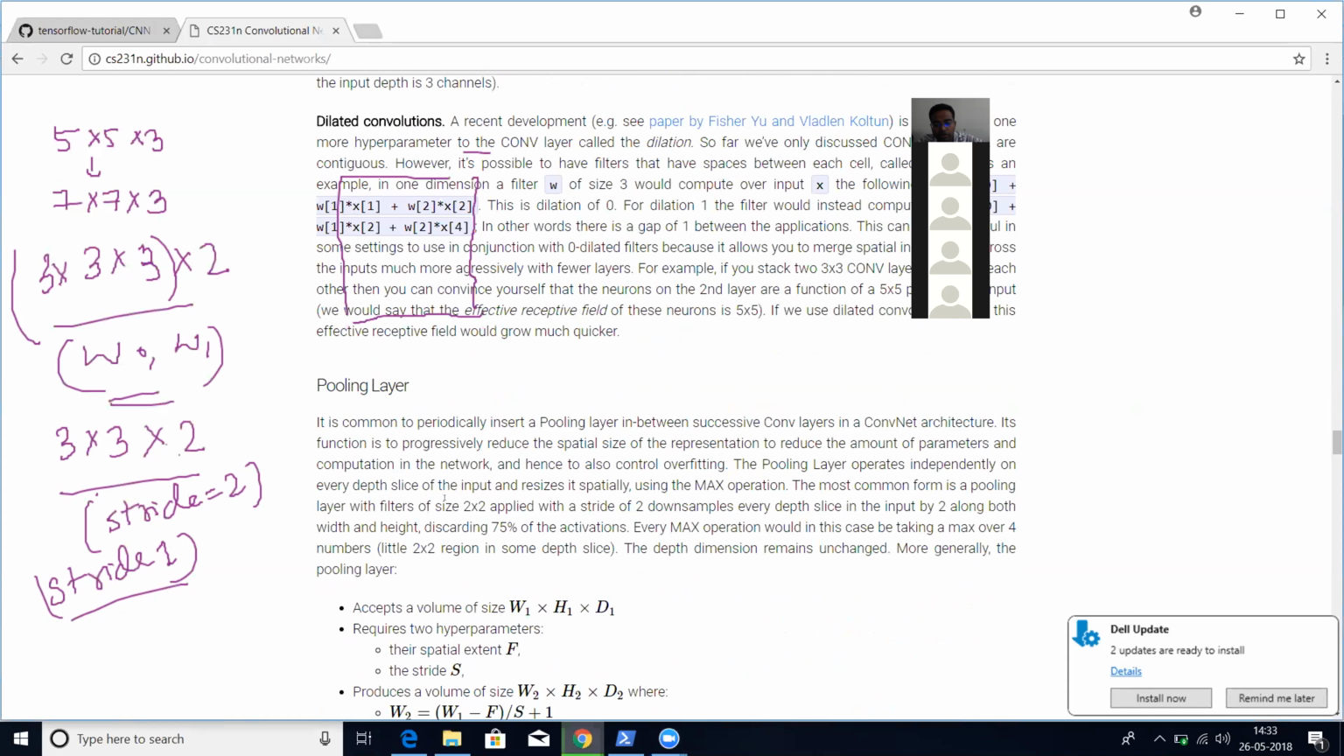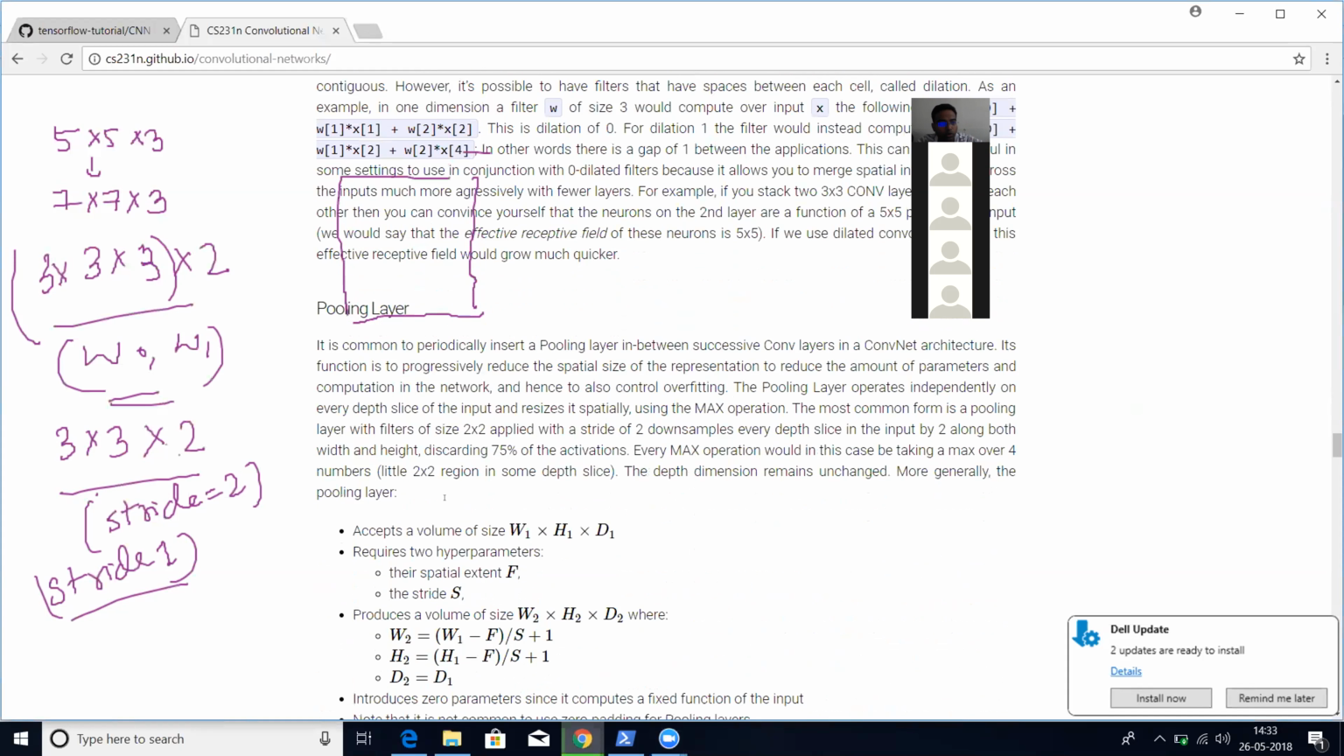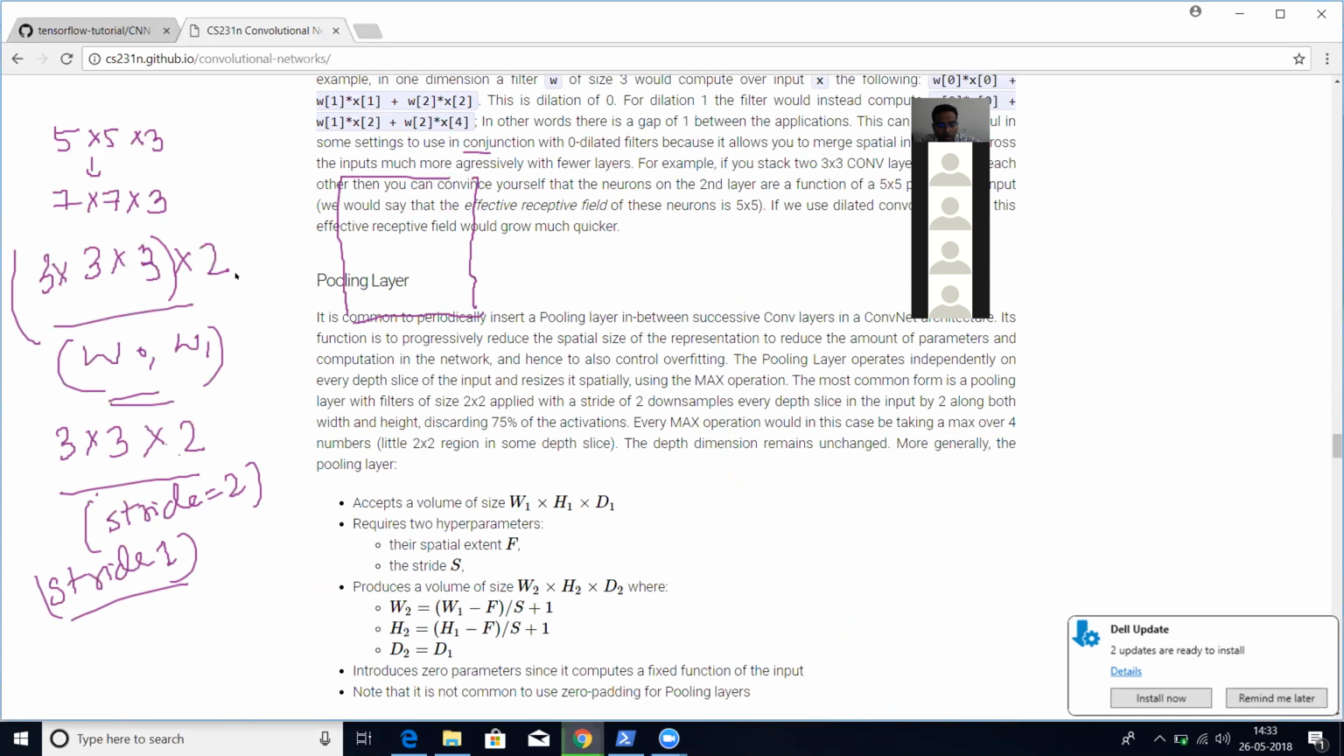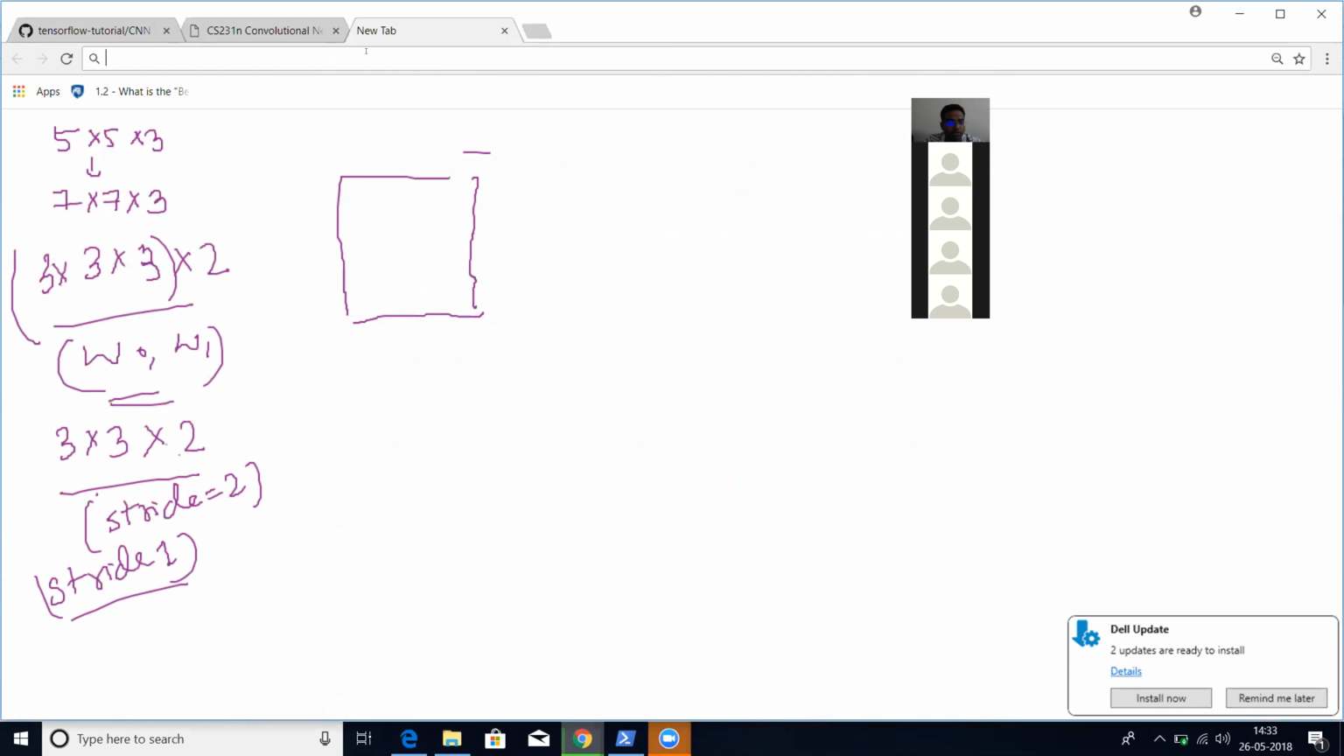Then after that we will learn about the pooling layer. What is the pooling layer and all that. But I would want everybody to revise this. I'll show the recordings. Maybe I'll upload it.